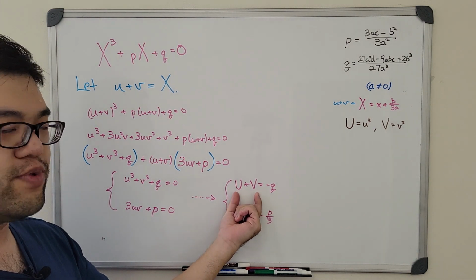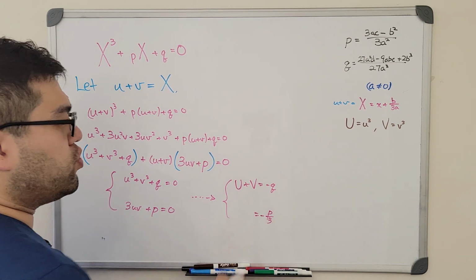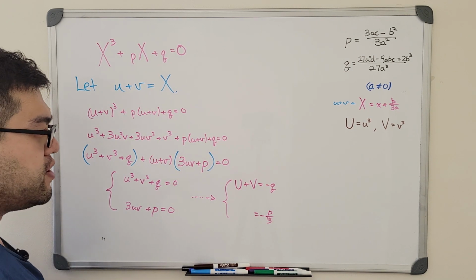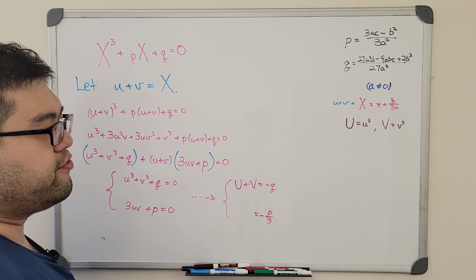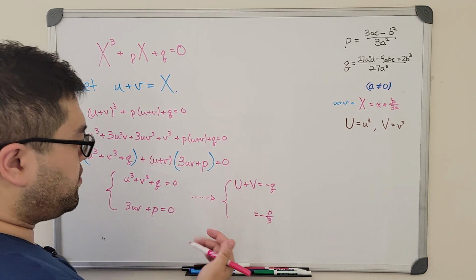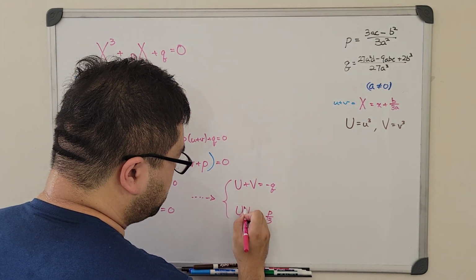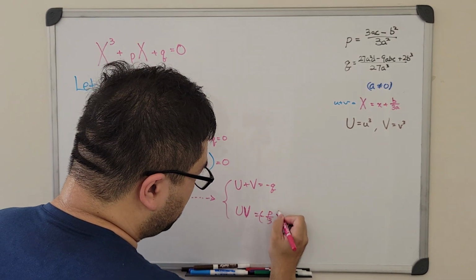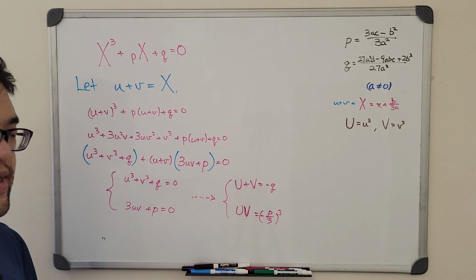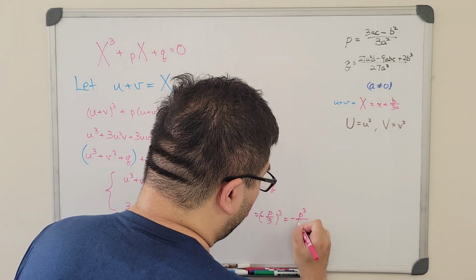But notice that we have lowercase uv, and in the new system, we want to use new variables, capital U and capital V, which are the cubes of lowercase u and lowercase v, respectively. So how can we get from lowercase uv to capital UV? We're going to cube both sides so that now we have capital U times capital V equals the cube of the right-hand side, which is negative p cubed over 27.